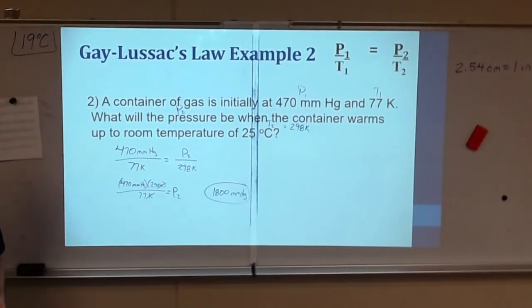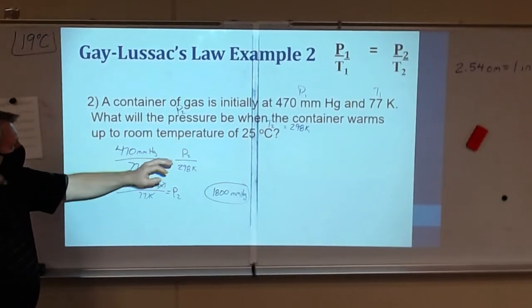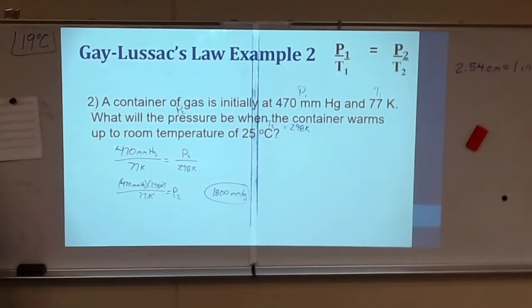1800, right? Because we had 2 sig figs here and 2 over there and 2 there as well. Good? All right. Everybody knows how to do Gay-Lussac's, right? Fantastic.